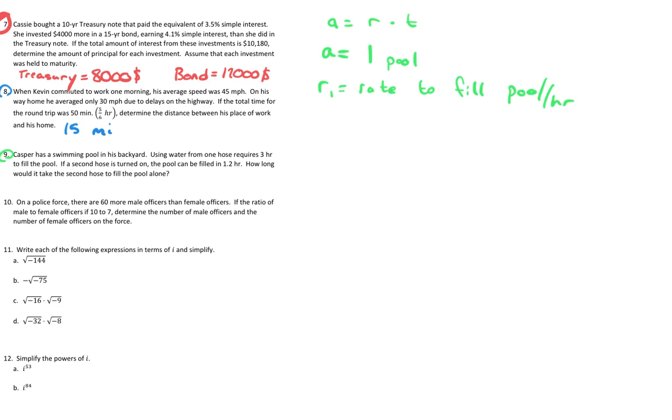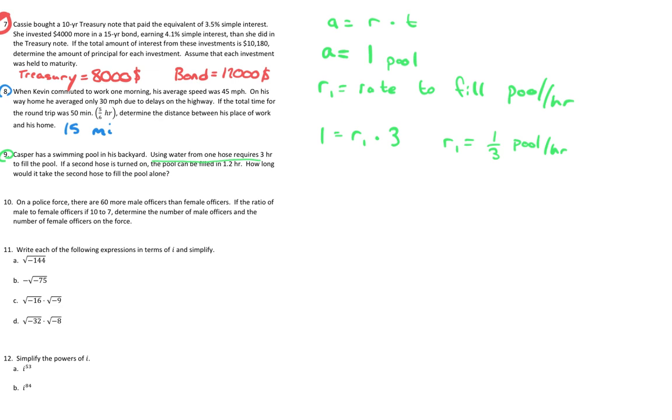So if we use what we know, using water from one hose requires 3 hours to fill. So the one pool is R1 times 3. So we find that the first hose fills at a rate of 1/3 of the pool per hour, basically. And you don't really need to get too caught up in the units because I know they're a little bit weird, but you really just want to focus on knowing how this works here.